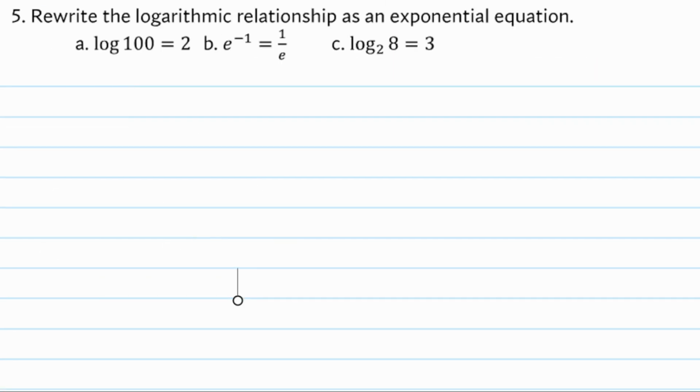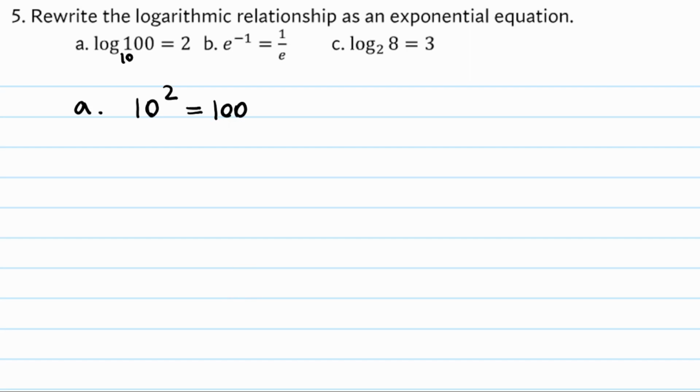In number 5, we'll be doing the opposite thing. We'll be rewriting the logarithmic relationship as an exponential equation. Okay, so the first one, the spacing on this one's pretty poor. Wait a second. The middle one's not even a logarithmic relationship. That's too bad. Oh well. Can't go back now. For a, log of 100 equals 2. Well, we know that that means log base 10. Okay, so the base of the log is the base of the exponential. Whatever the log is equal to, that's going to be the exponent. And that's equal to 100. And that makes sense. That's true.